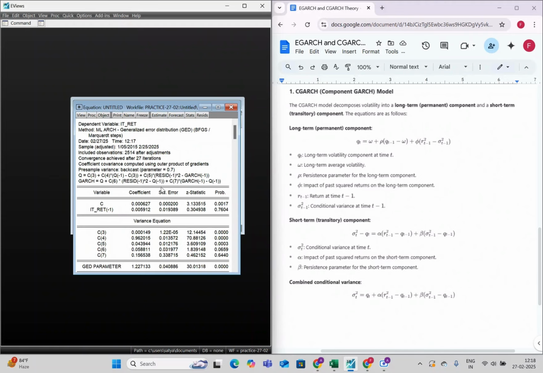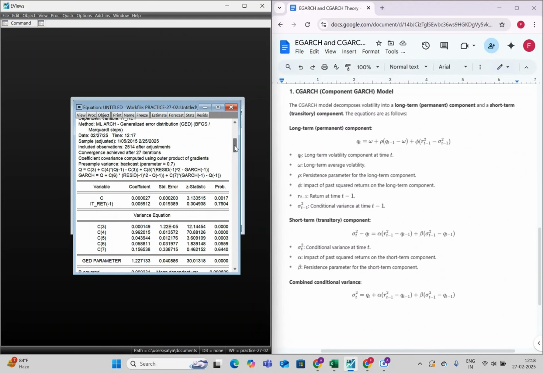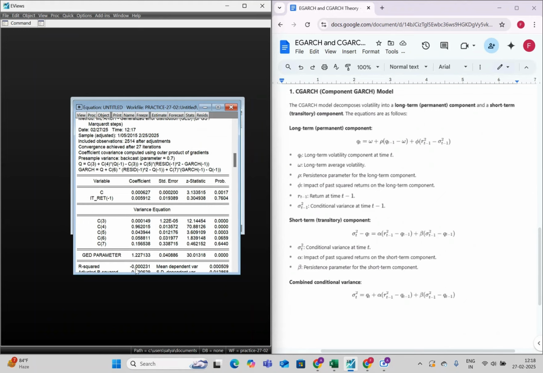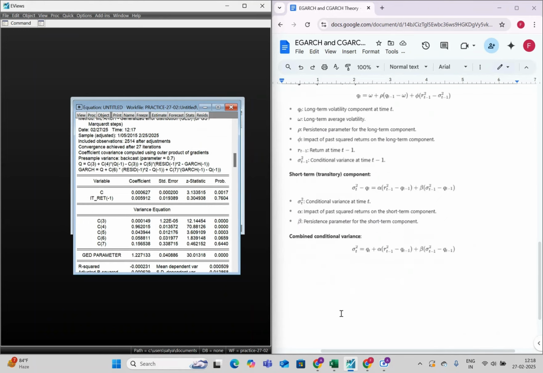So Q shows the long-term volatility component at time t, and the short-term component we can understand from the GARCH equation. So let us now analyze how the results have been given here.